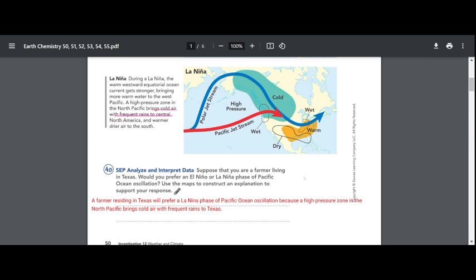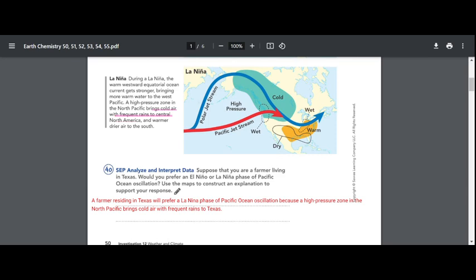Okay, so suppose that you are a farmer living in Texas. Would you prefer an El Nino or La Nina phase of Pacific Ocean oscillation? Use the maps to construct an explanation to support your response. So what did you guys say? Do you remember what you said for this question? Anyone?